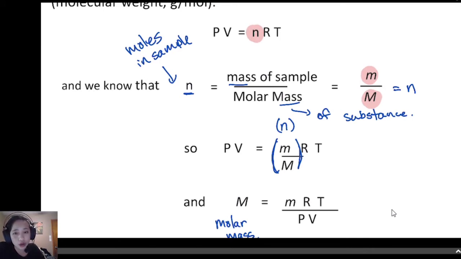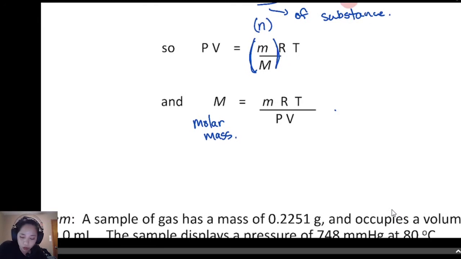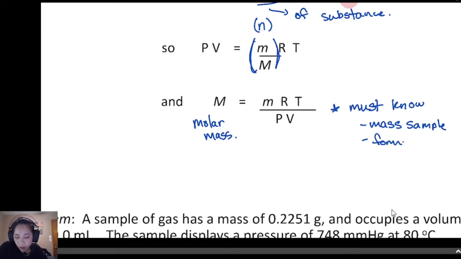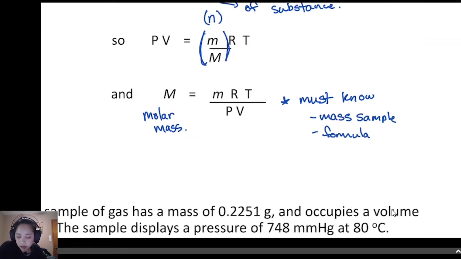We also must know the mass of the sample. So in order to do this, we must know the mass of the sample and the formula of the sample. So like what substance is it? Formula of substance. So is it CH4? Is it NH3? Is it H2? Is it N2? You know, something like that.